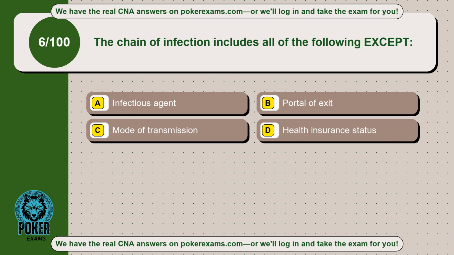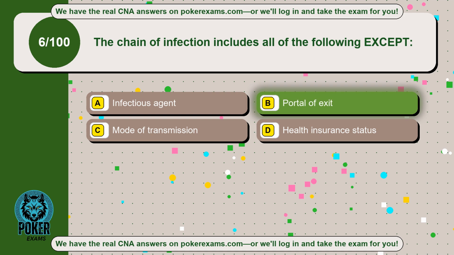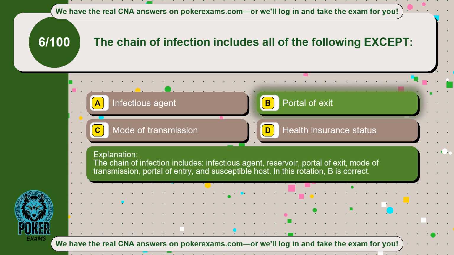Question 6. The chain of infection includes all of the following except: Option A, infectious agent. Option B, portal of exit. Option C, mode of transmission. Option D, health insurance status. The correct answer is option B, portal of exit. The chain of infection includes infectious agent, reservoir, portal of exit, mode of transmission, portal of entry, and susceptible host. In this rotation, B is correct.